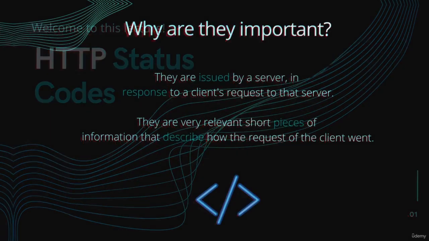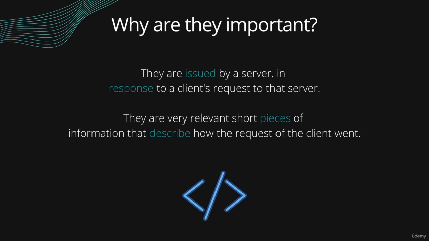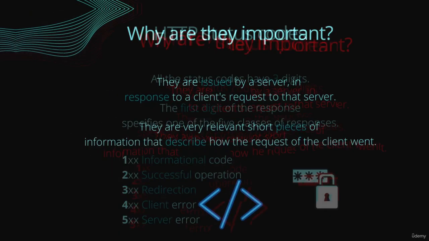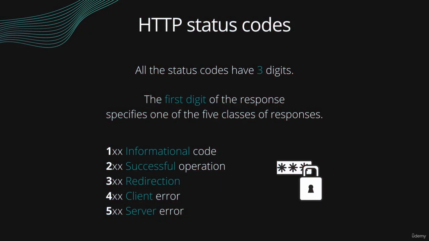Now, the reason why status codes are important in the HTTP protocol is because they are issued by a server in response to a client's request made to that web server, and are the most relevant short pieces of information about how this request of the client went when it came to the actual web server. Now, the first digit of the status code is the most important digit, and it specifies one of the 5 standard classes of responses. The message phrases shown are typical, but human-readable alternatives may be provided along with them.